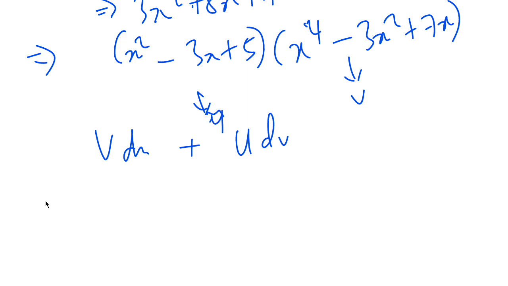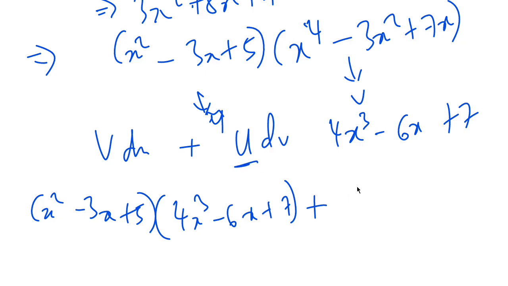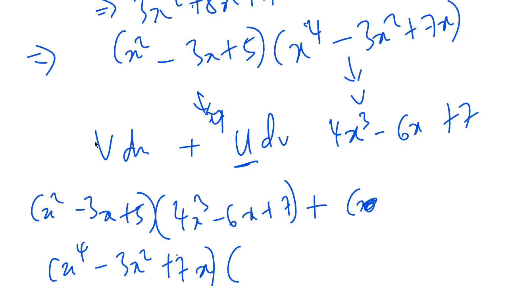So u is going to give us x squared minus 3x plus 5, and then the v, if you differentiate this, is going to give us 4x raised to the power 4 minus 1, which is 3, minus 6x plus 7, right? Into 4x cubed minus 6x plus 7, then plus u, which is x. Okay, we did v du, right? Okay, what we did now is u dv. Okay, so let's get v du. V du is going to be x to the 4 minus 3x squared plus 7x into du. We are doing v du right now, and that's going to be, if we differentiate x squared minus 3x plus 5, we have 2x minus 3.